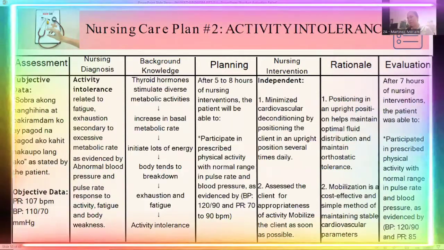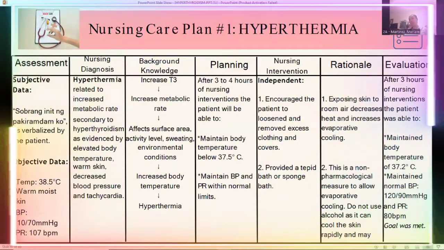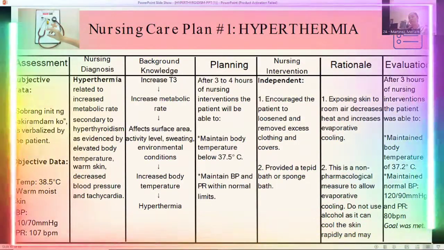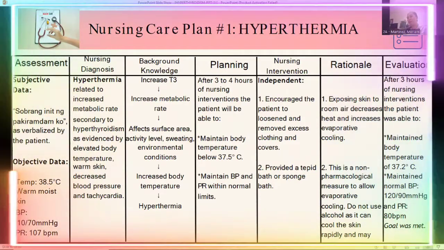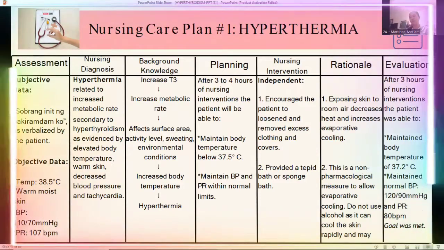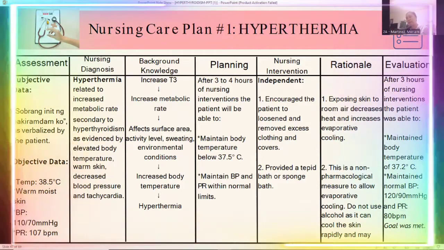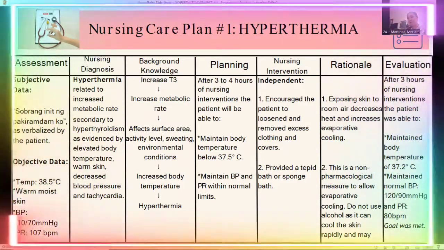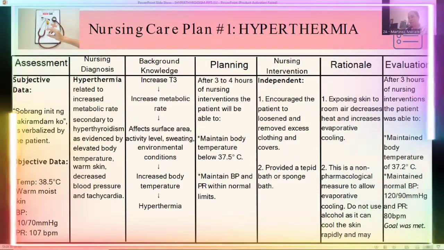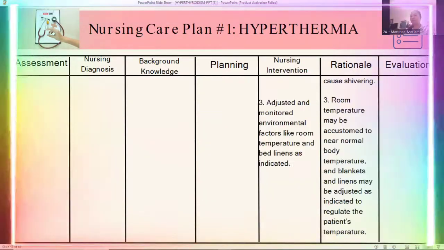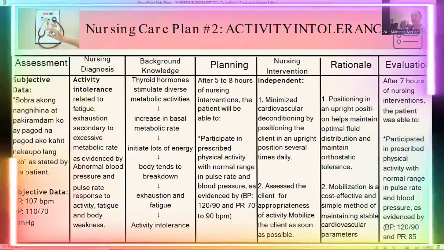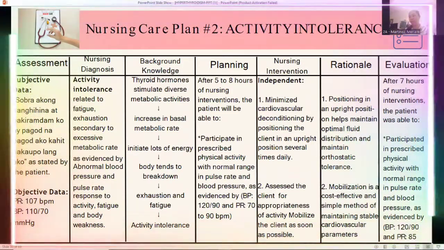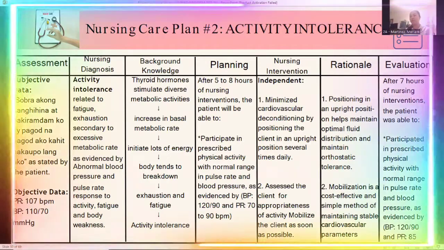For our nursing interventions, the patient was able to maintain a body temperature of 37.2 degrees Celsius, maintain a normal blood pressure of 120 over 90 millimeters of mercury, and a pulse rate of 80 beats per minute. Therefore, the goal was met.